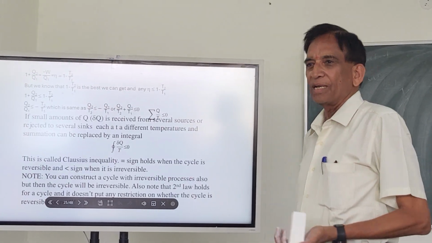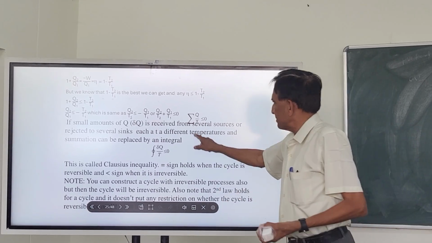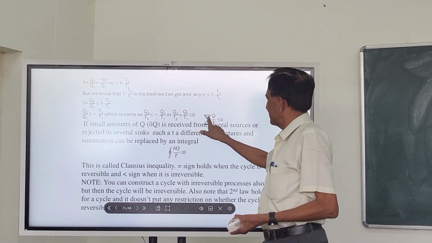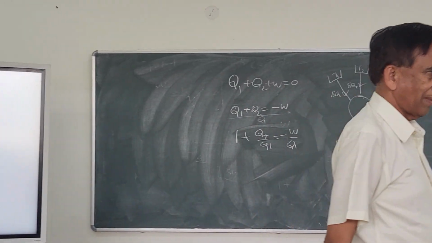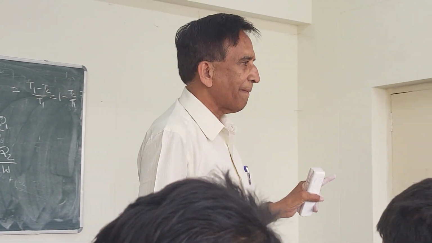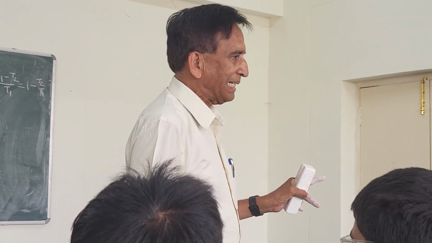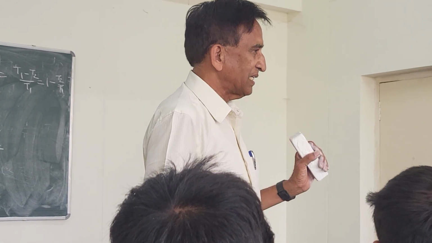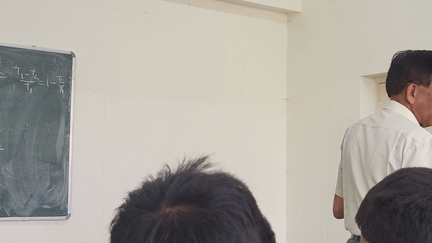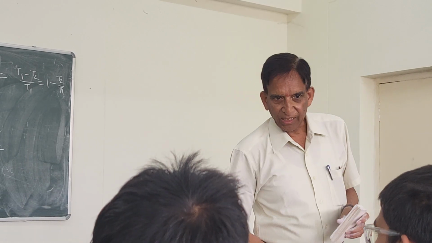So this is what I said. Then it becomes irreversible. So if you take small quantities from each of them, what it says is that the sigma summation, which you have learned, can be replaced by an integral. Summation can be replaced by integral. This is calculus.